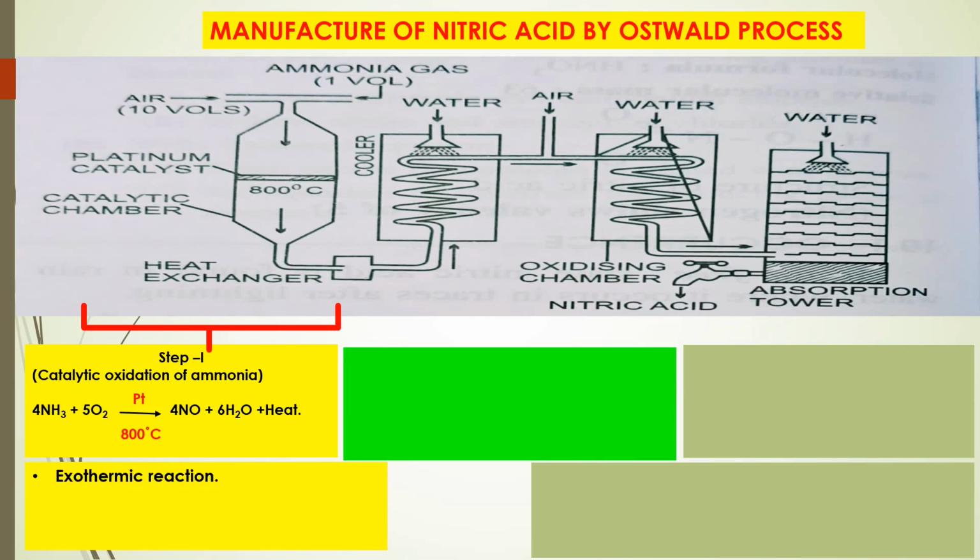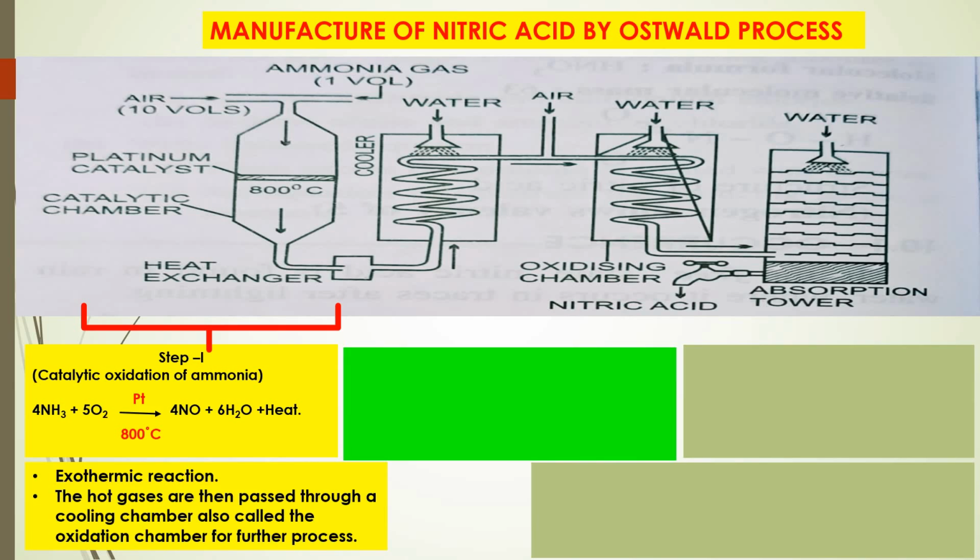It is an exothermic reaction, and the hot gases are then passed. These hot gases, meaning nitric oxide and water vapor, are passed through a cooling chamber, also called the oxidation chamber, for further process. So after the completion of step 1, the hot gases are now passed to the oxidation chamber for the second stage of reaction.